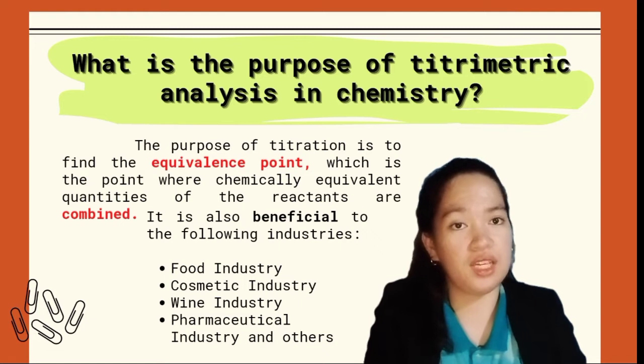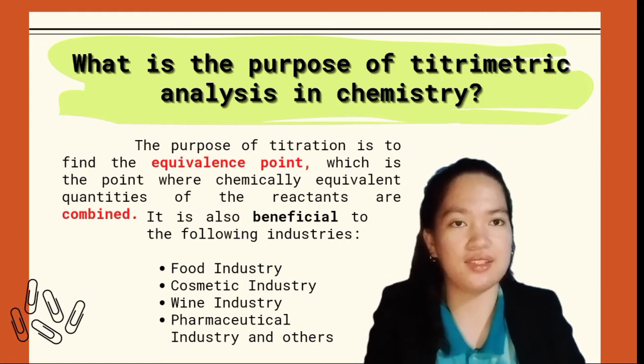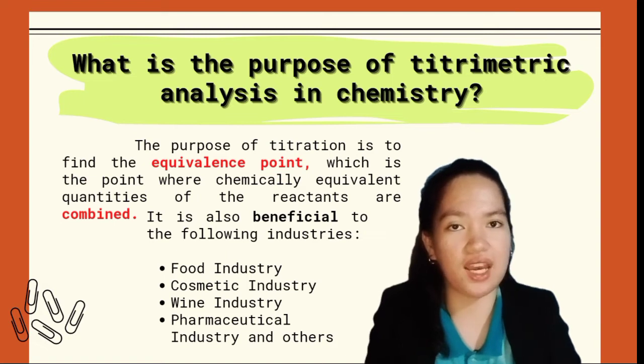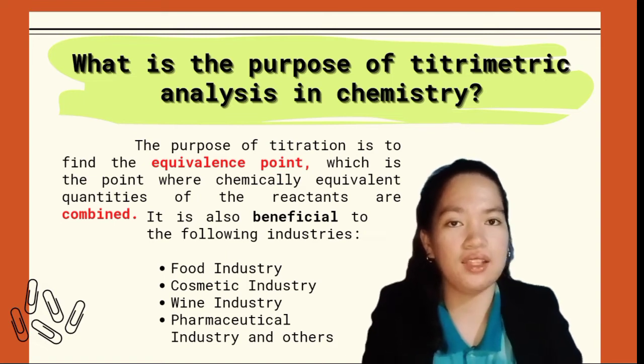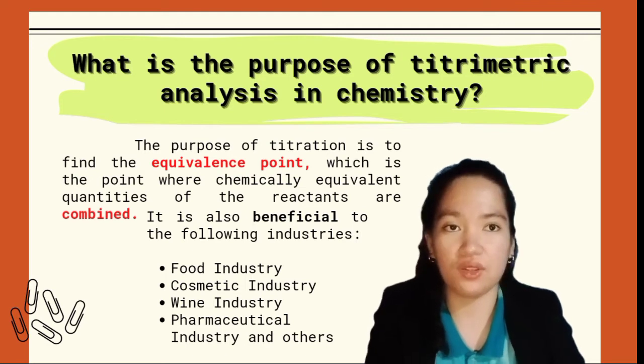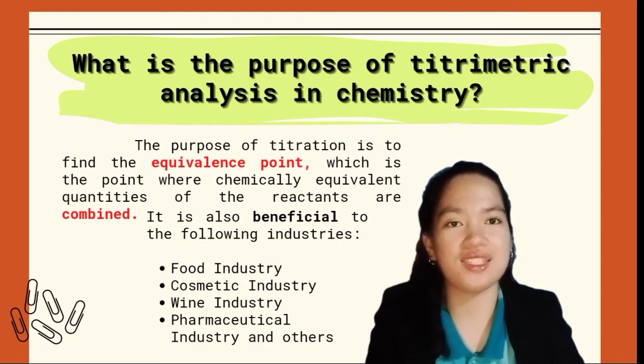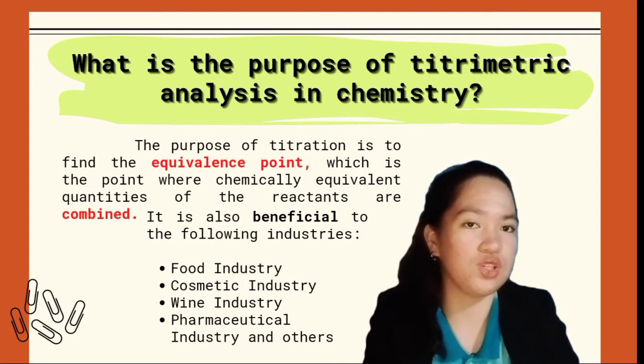The objective of the titration technique or the titrometric analysis is to find the equivalence point, which is the point where chemically equivalent quantities of the reactants are combined. Titrating a simple solution with the volume of a regular acid solution of a known concentration needed to neutralize it may be used to determine its concentration.